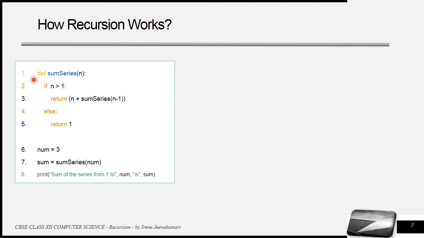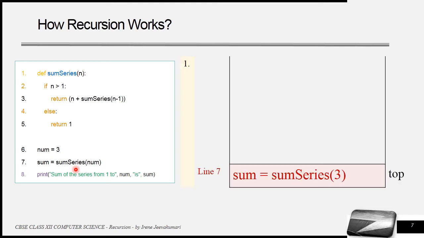Let us consider this Python program. When Python's interpreter executes this function header, it omits its body. The next statement is an assignment statement which assigns the value 3 to the variable num. The next statement is sum equal to sum series within parenthesis num. Here num receives the value 3. As it is a function call statement, Python creates an execution frame and a stack and places this execution frame on top of the stack.